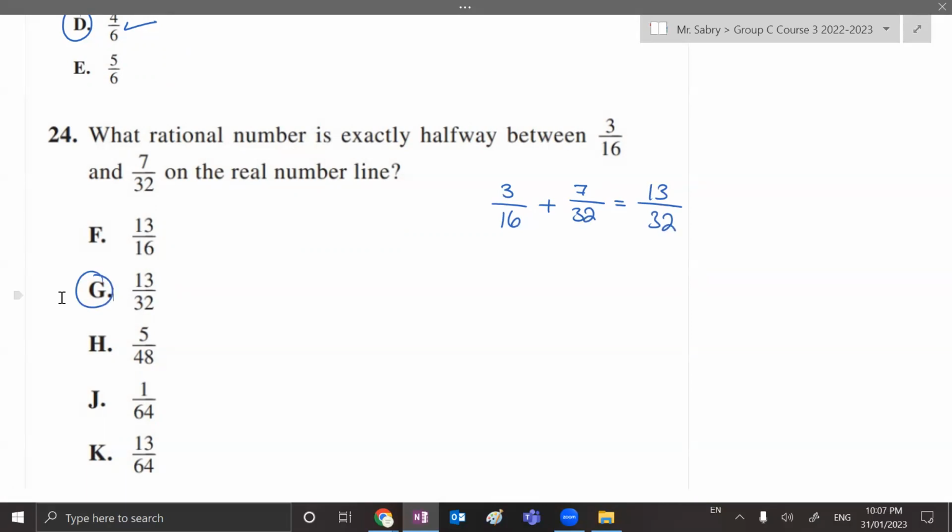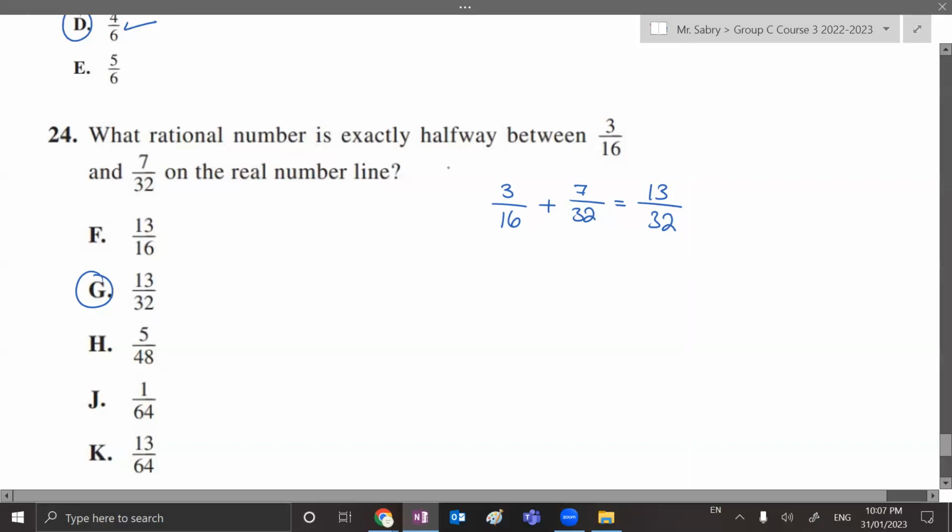So how did you know it's right? 13 over 64 comes out as 0.203 something, and 3 over 16 comes out as 0.18, and 7 over 32 comes out as 0.21. But who said that 0.20 is in the middle between 0.18 and 0.21? It's not exactly in the middle, it's between them, but it's not halfway. It's not exactly in the middle. We want not just a number that exists between them, but a number exactly in the middle between them.